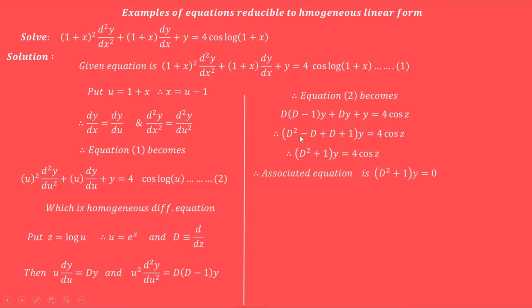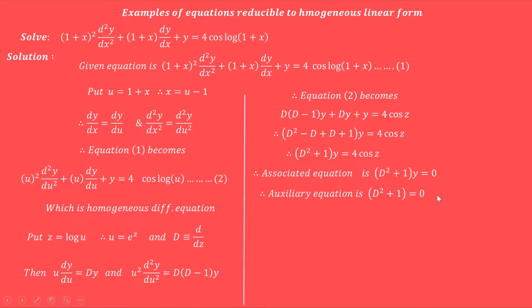Now observe that this is the differential equation of the type f of D into y is equal to capital Z. So this is the linear differential equation. So its associated equation is (D square plus 1) into y is equal to 0. And therefore the auxiliary equation is D square plus 1 equal to 0. Actually this is f of D is equal to 0. This is the auxiliary equation.